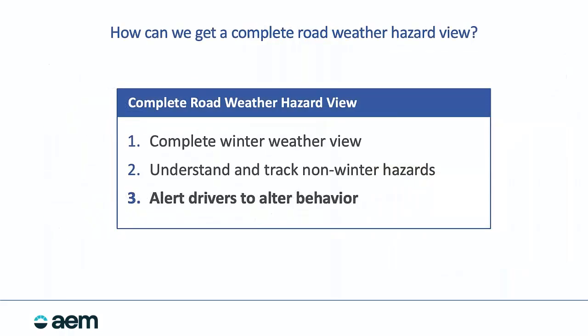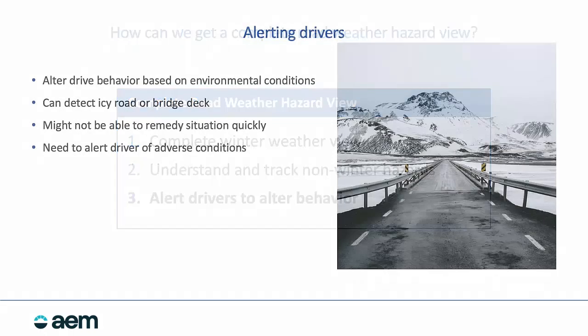So the last way is kind of taking it full circle. The first two are about detection and being able to actively go out and operate efficiently with your system. The last way is proactively alerting and notifying drivers, because ultimately with all of this, we're wanting them to alter their behavior. That helps to slow down, or to maybe take a different route, or to not drive in one lane because there's water on the road. Alerting drivers to alter their behavior helps to reduce those numbers while we're in the process of operating and maintaining those roads.